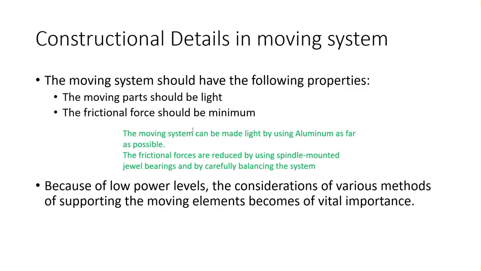The moving system should have the following properties. First, moving parts should be light, because we want a light instrument and we want less energy for its movement. And the frictional forces should be lesser, because we want the movement to be uninterrupted and we want to get a good reading of the input quantity. So for that we should not include any internal frictional forces. The moving system can be made light by using aluminium so far as possible. So nowadays we use aluminium because it is light.